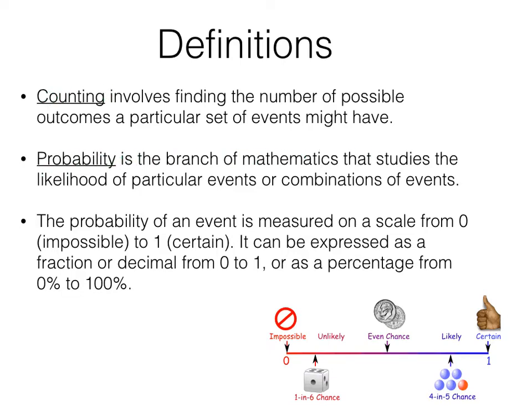Probability is the branch of math that studies the likelihood of particular events or combinations of events. And the probability of an event is measured on a scale from 0, meaning impossible, like right here, not going to happen. Easter's on a Tuesday. Snow on the 4th of July. Actually, that's probably not impossible, but probably pretty darn close. Anyway, snow here on the 4th of July, to 1, which is certain, which is definite, like Memorial Day on a Monday, because it's a Monday holiday.